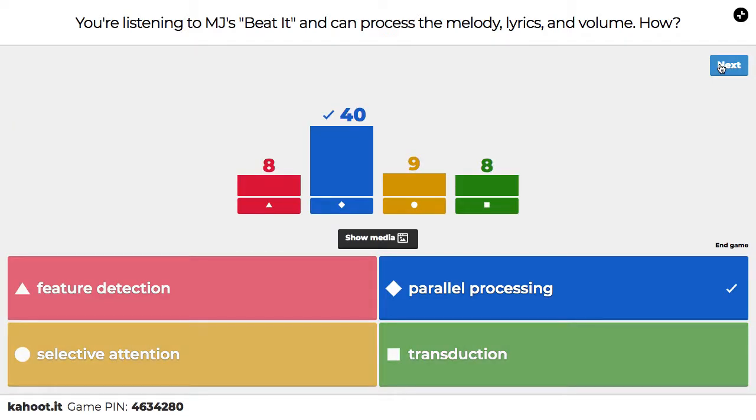Okay, so when you use parallel processing, what's happening here is we're processing many things simultaneously. We talked about this with vision, and we have the example of the bird, that you can process the shape, the depth, the movement, the color. Parallel processing is just working through any problem. So here, melody, lyrics, volume, all of those would be processing together.